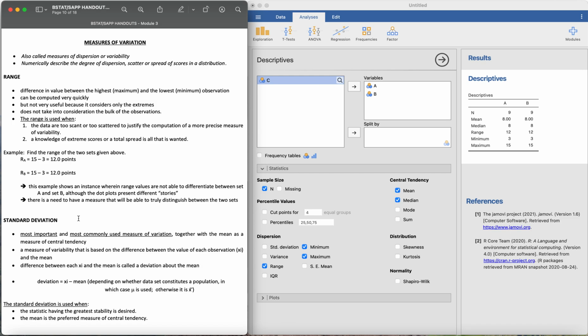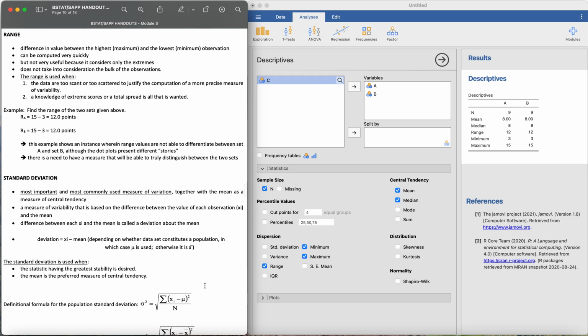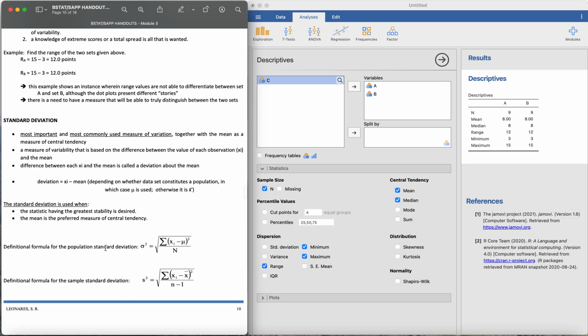It's a measure of variability that is based on the difference between the values of each observation, which we call X sub i, and the mean. So what we have is a deviation: X sub i is a single data point from the data set, and then we deduct the mean from it. That's a deviation. But anyway, it's just important for you to know these definitions, because these formulas here we won't be needing anymore, since we can just click them here in Jamovi.